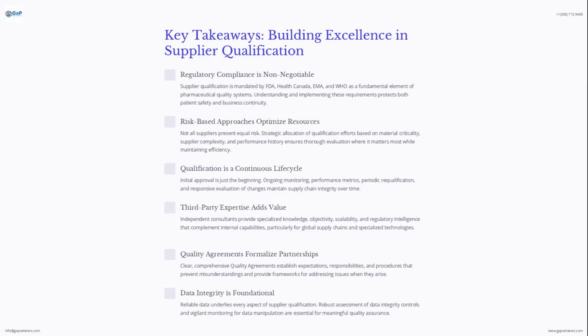Building excellence in supplier qualification involves rigorous compliance, risk-based approaches, and continuous lifecycle management. Third-party expertise and quality agreements formalize partnerships, ensuring data integrity and sustained success.